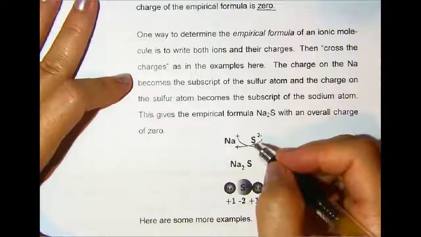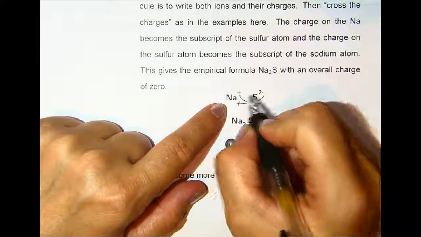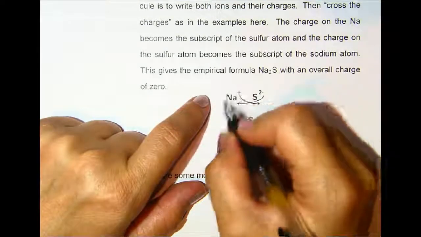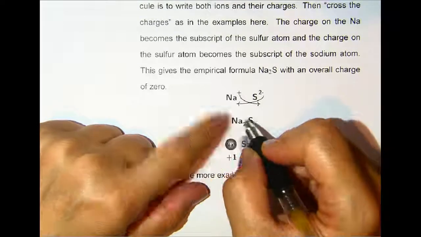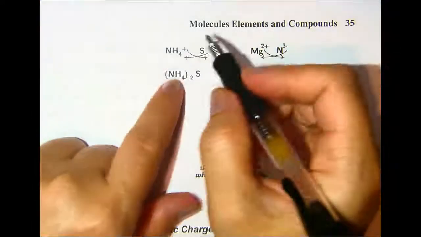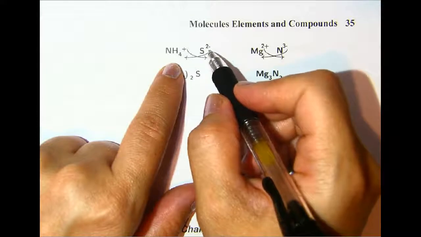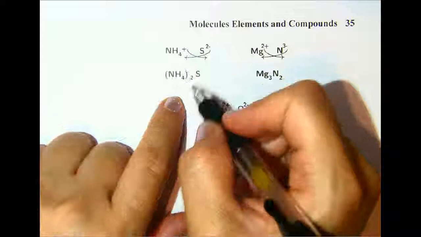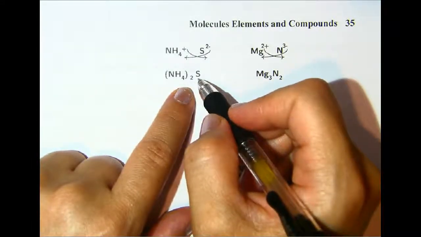And the way that I have taught you in the past is to balance the charges. So if you have a +1 versus a -2, then you need an overall +2 total for sodium, which means we must have 2 sodiums for every 1 sulfide. So Na2S is our formula. Here are some more examples. Here you have ammonium, which has an overall +1 charge, versus sulfide -2. And so this means you need 2 ammoniums to balance out 1 sulfide, which means you're going to put ammonium in parentheses, place the 2 on the outside, and then you have 1 sulfide.